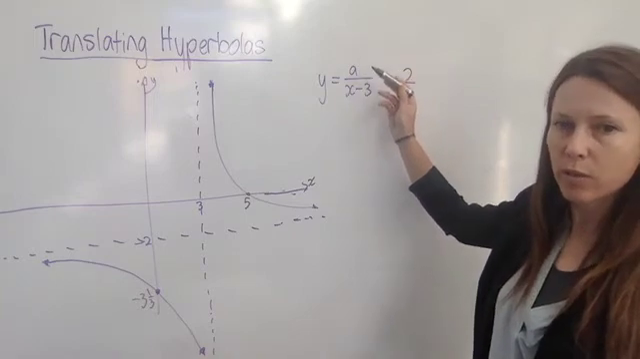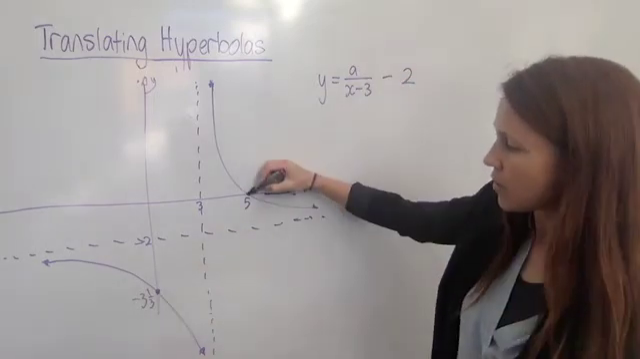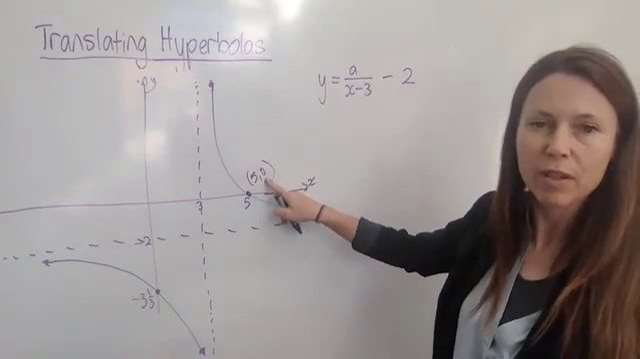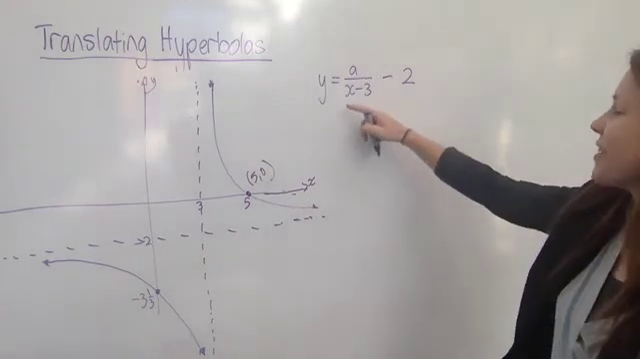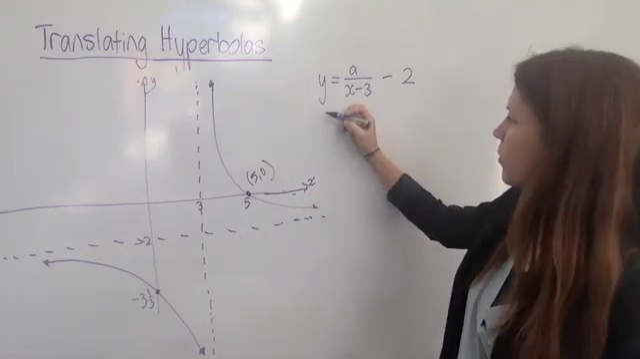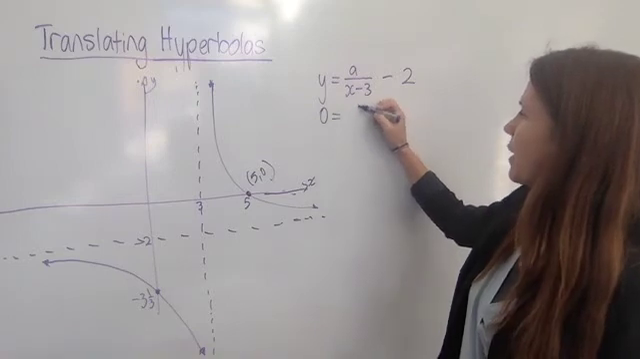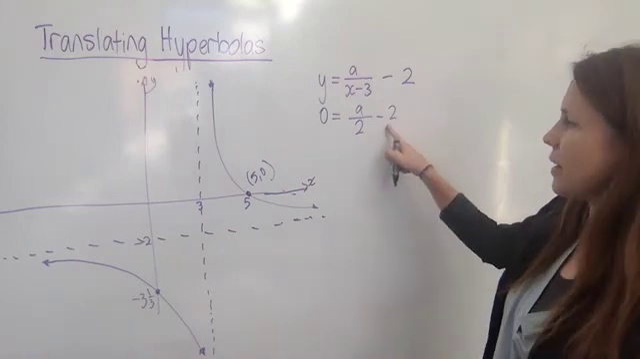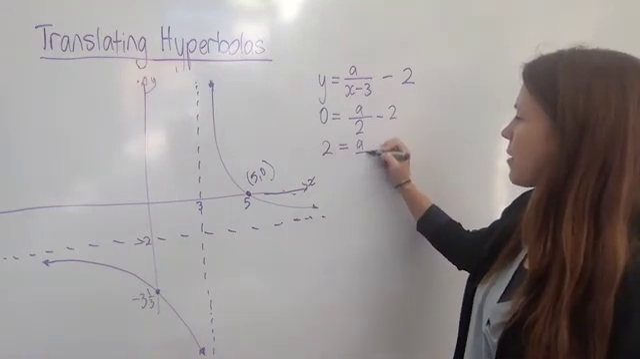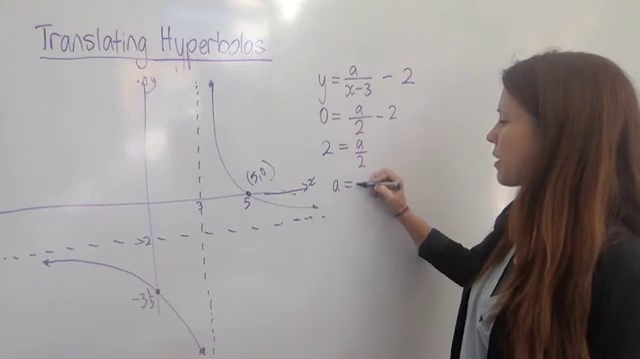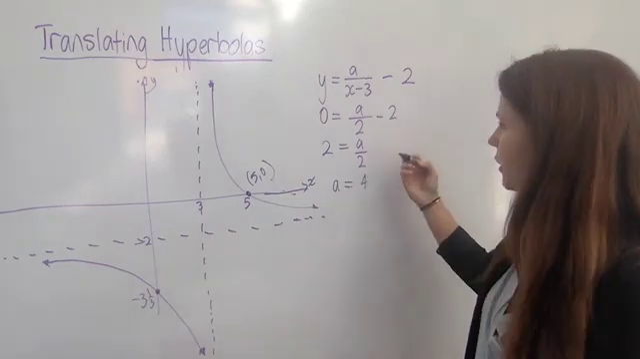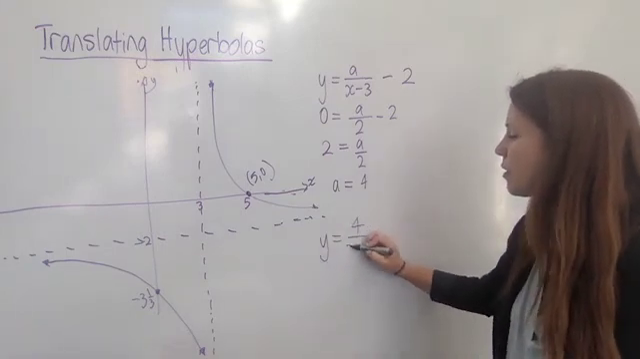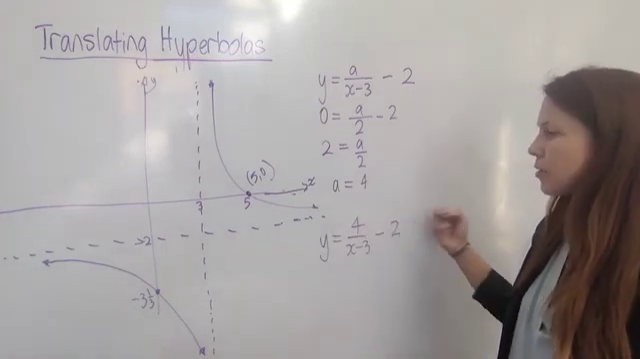All I really need is 1 point on the graph, and I've been given 2. I'll use this one because 5, 0 looks like a nice simple point, and I can substitute x equals 5, y equals 0 into here so that I can find a. All right, when y equals 0, x equals 5. 5 -3 is 2, -2. Add 2 to both sides, 2 equals a over 2. So a must equal 4. So I can now rewrite my equation. Y equals 4 over x -3 -2. And I'm done.